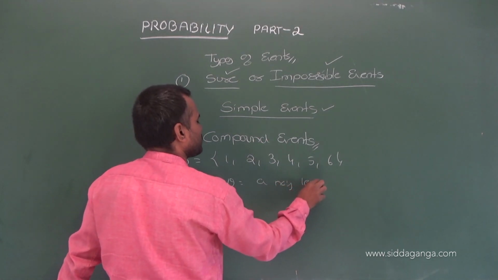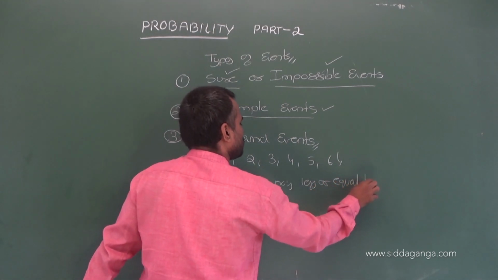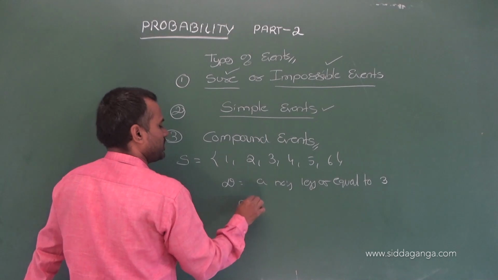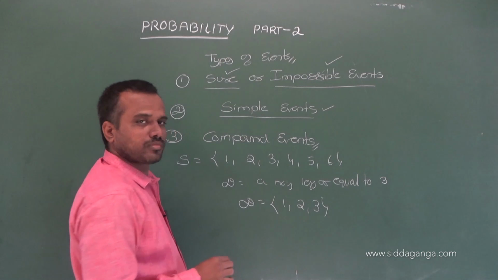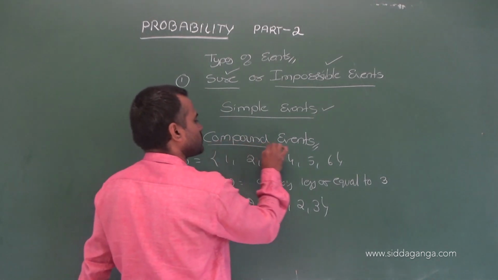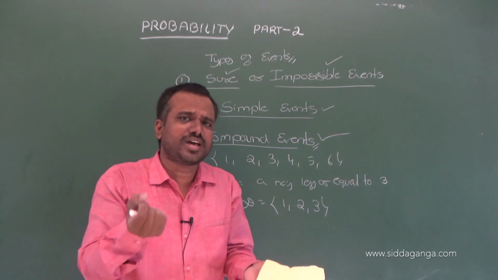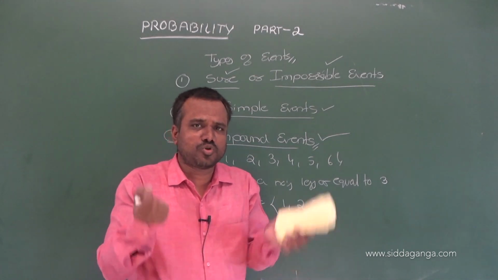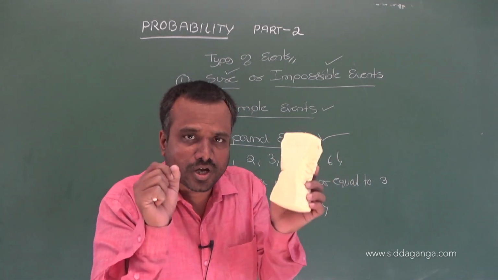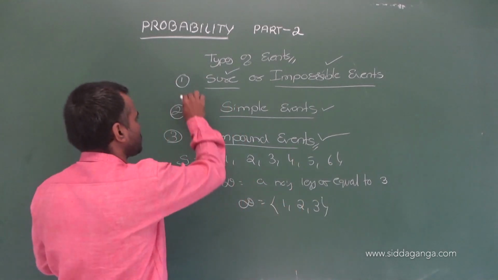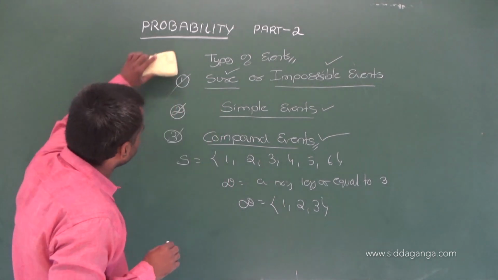less than or equal to 3. Then D is equal to 1, 2, 3. Such events we call compound events. More than one element present in an event, that is called a compound event. These are the types of events that you should know.